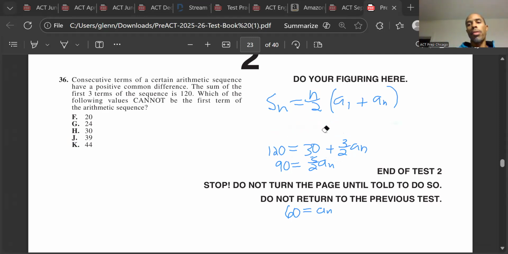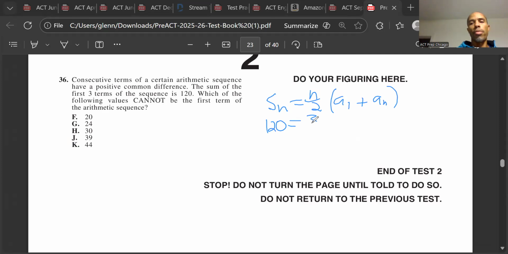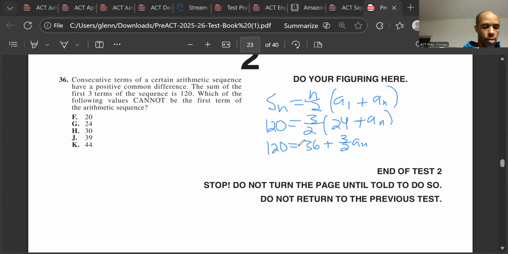So we just probably have to use each one in the formula and see what we can come up with, right? So the next one would be what? 120, first three terms. First term is 24 plus AN. This is the long way maybe, but nevertheless it works. That's 12 times 3, that's 36 plus 3 over 2 AN. So 120 minus 36 equals 84.